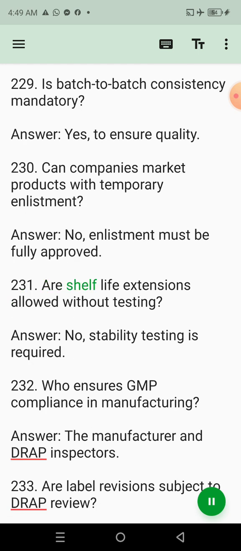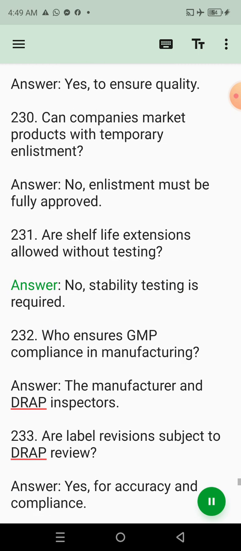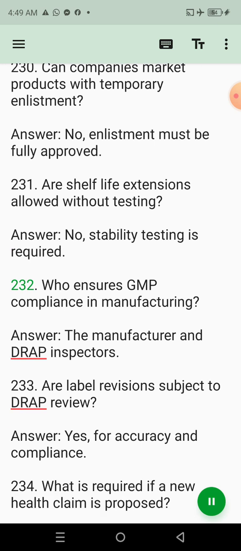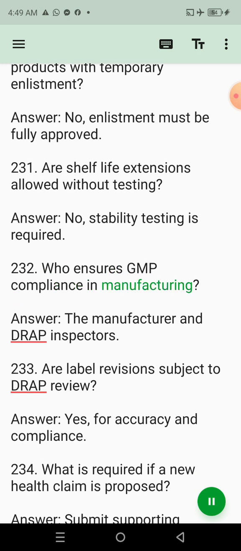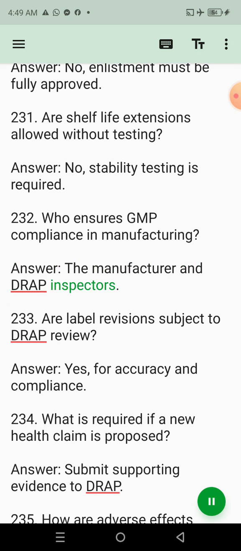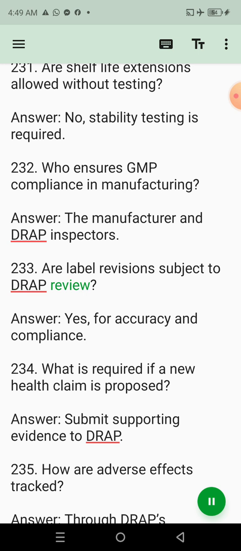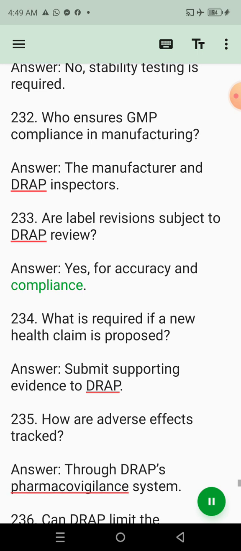231. Are shelf life extensions allowed without testing? Answer: no, stability testing is required. 232. Who ensures GMP compliance in manufacturing? Answer: the manufacturer and DRAP inspectors. 233. Are label revisions subject to DRAP review? Answer: yes, for accuracy and compliance.